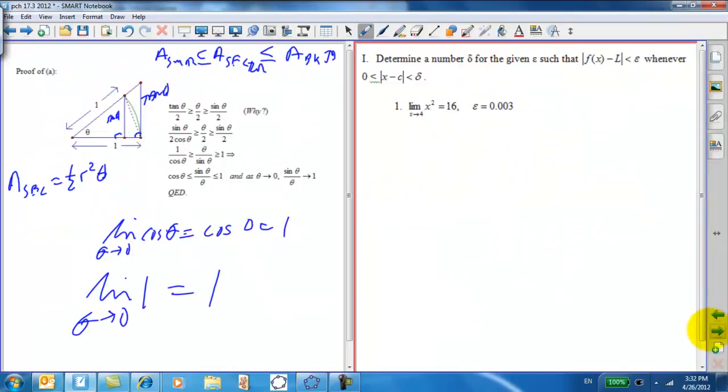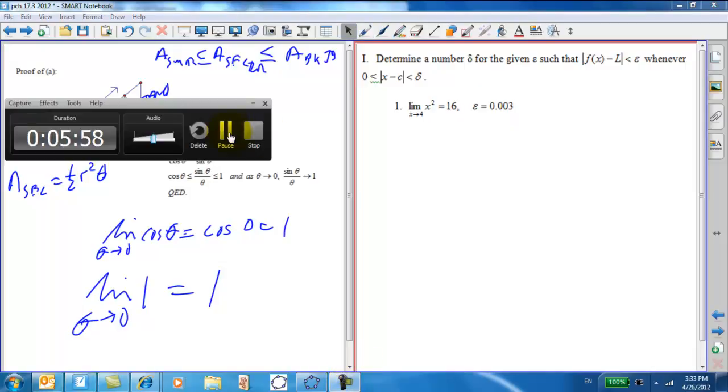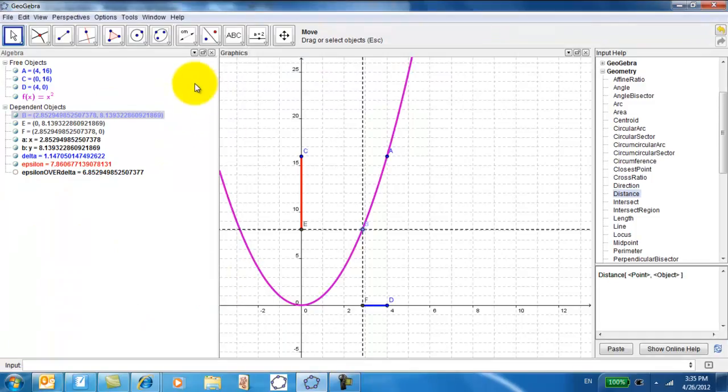Now let's practice some more of our epsilon delta proofs and see what happens when they get a little trickier, like this. That is the limit as x goes to 4 of x squared over 16. Okay, here's the problem with doing limits of quadratics and so forth.